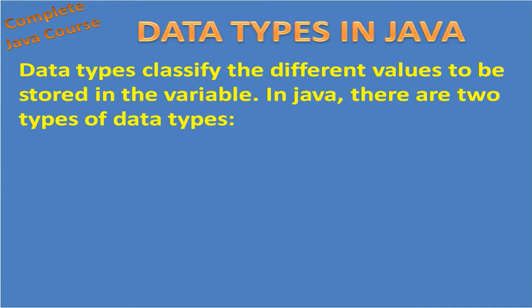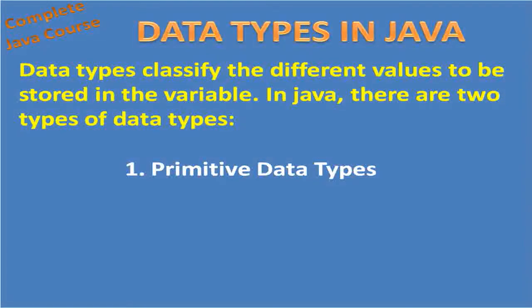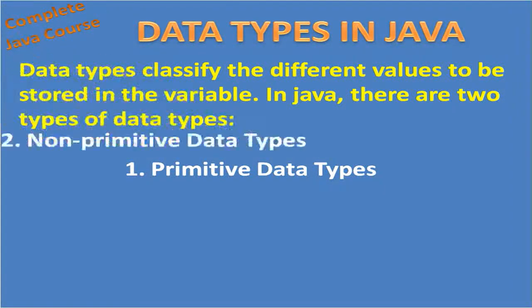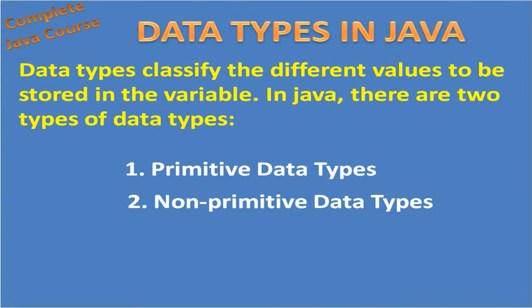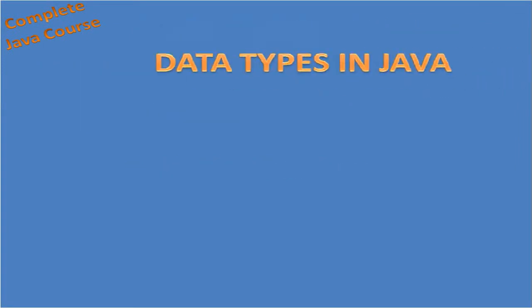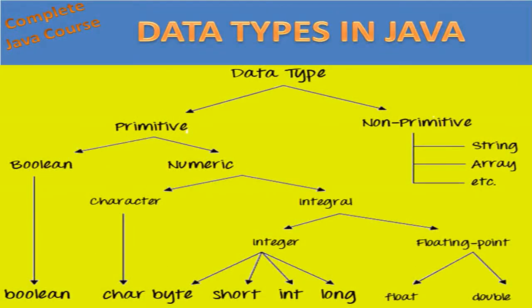Now, what are data types in Java? Data types classify the different values to be stored in a variable. In Java, there are two types of data types. Number one, primitive data types. Number two, non-primitive data types. This is a chart which shows the complete data types. Data types are divided into two categories: one is primitive, the other is non-primitive.